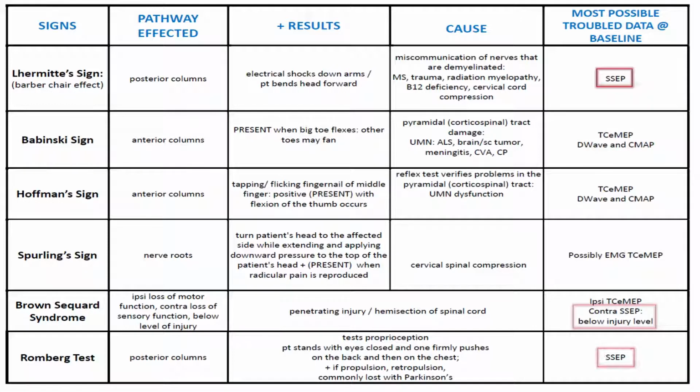I also want to talk about the Romberg test. This is where you have somebody stand, you have them close their eyes, and you push on their chest or you push on their back, and they should be able to maintain that stance. If they have an exaggerated response to that, let's say they fall forward or they fall backwards, that's a positive test. That's also an indication there's something going on with the posterior columns, and we know the posterior columns, that's where the SSEP is generated, so we may have a problem with the SSEP. Sometimes we see this with Parkinson's patients.